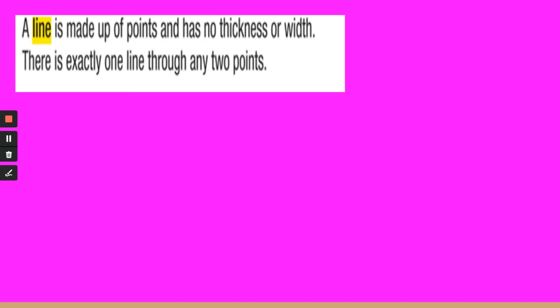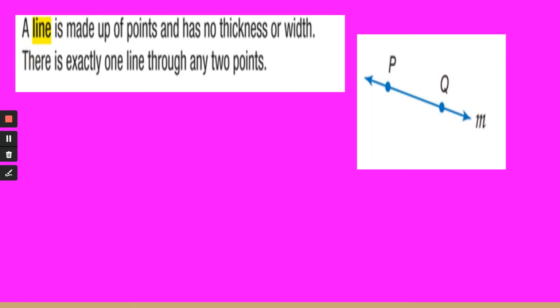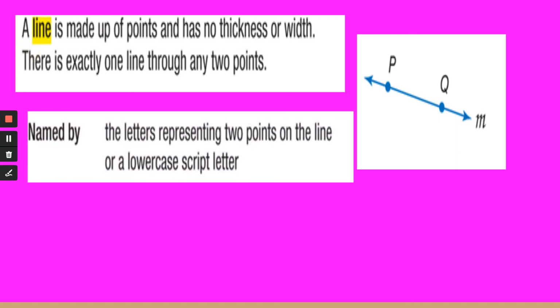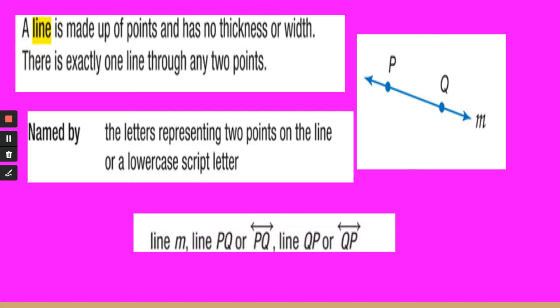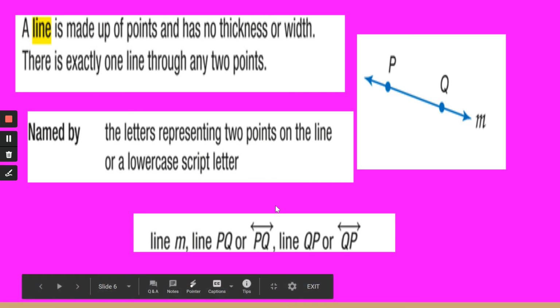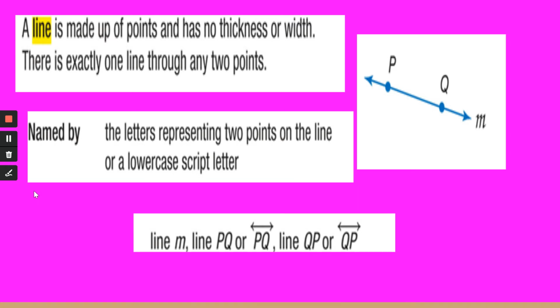The second one's a line. We say a line is made up of points. It has no thickness or width, and there's exactly one line through any 2 points. If we were to look at a picture here, this would be an example of a line. Again, it's named by 2 points or a lower script letter. So we could say that this is line M. We could say that this is line PQ, or we could say that this is line QP. Again, notice down here, the line over the top with 2 arrows indicates that it is a line.